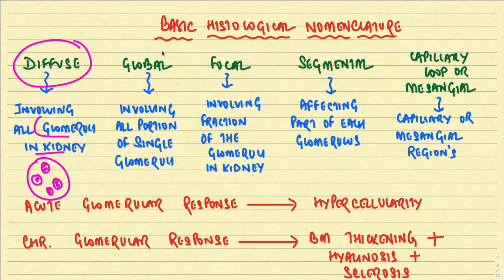Okay. Now, what is the meaning of global? Global means involving the whole of a single glomerulus. So this is one kidney. It has many.